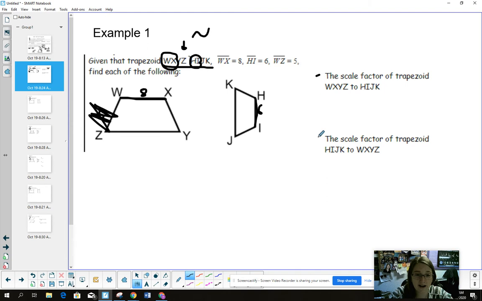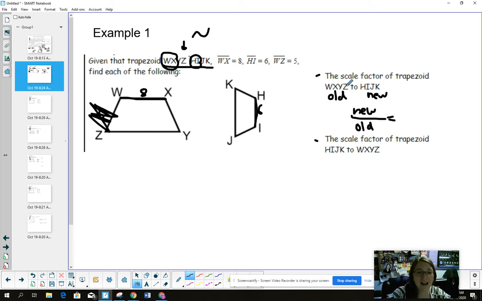We're trying to find the scale factor in 2 different situations. We're going from the left shape to the right shape. And then in the next question, we're going from the right to the left. So it's very important, it matters which one comes first, because the old is always first. The second is always the new one. Once again, our scale factor is going to be new over old.